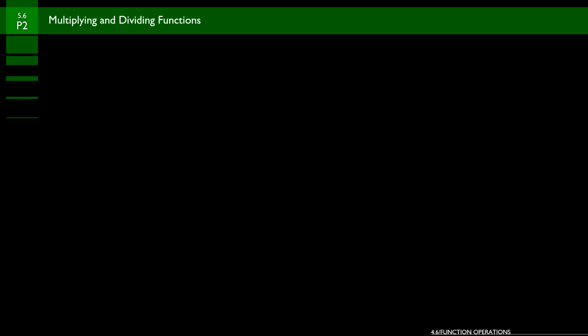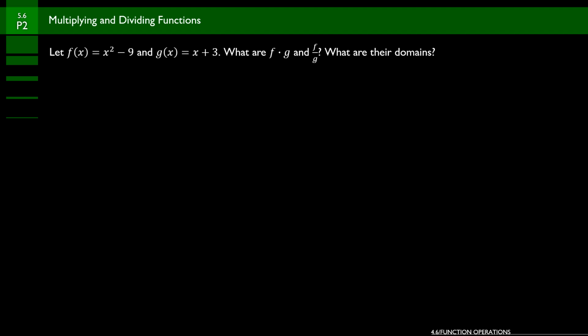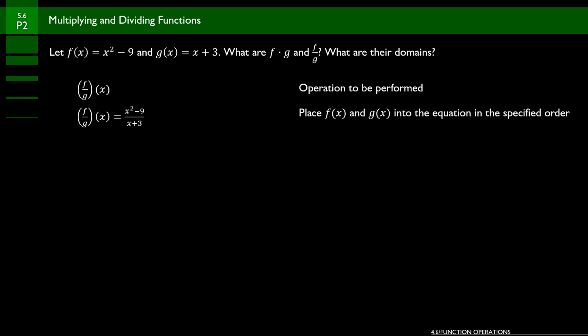The second part of this problem requires us to do f over g of x, or f divided by g of x. So start off with, in the numerator, we've got x squared minus 9, and in the denominator, we've got x plus 3.